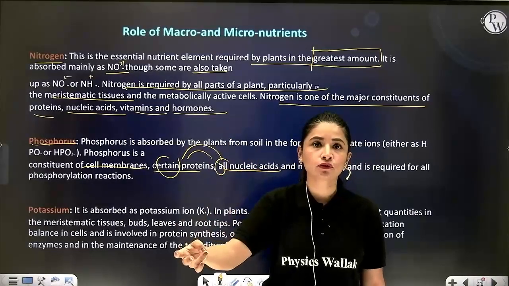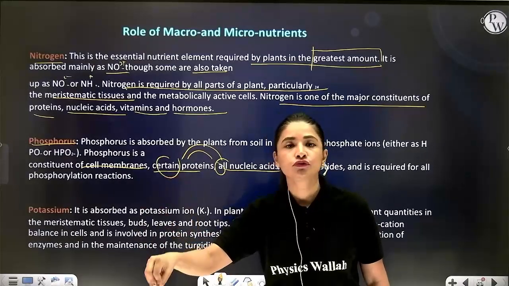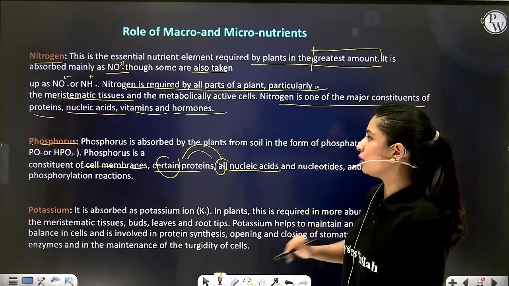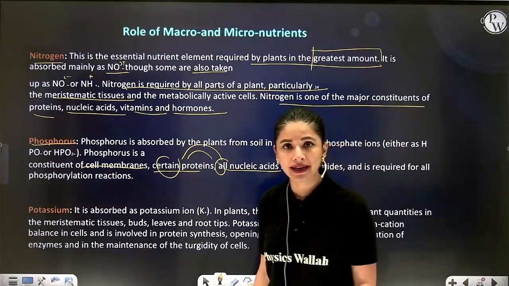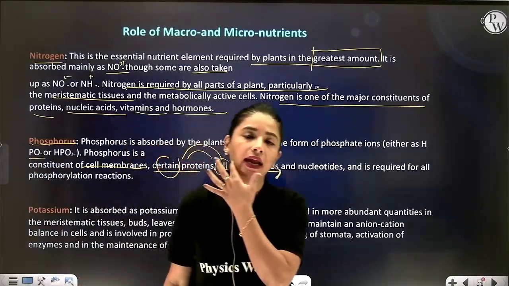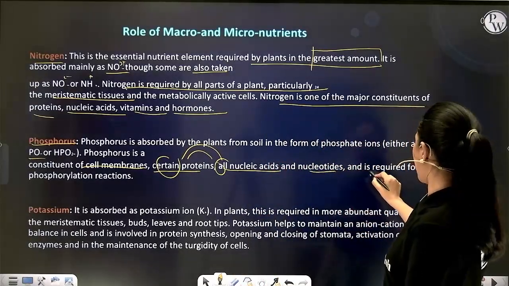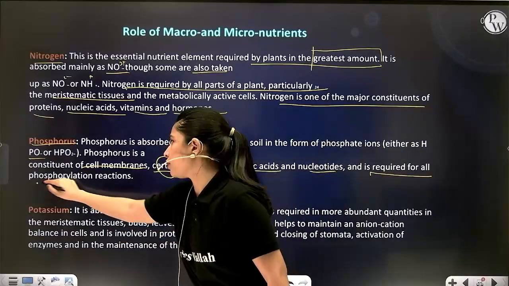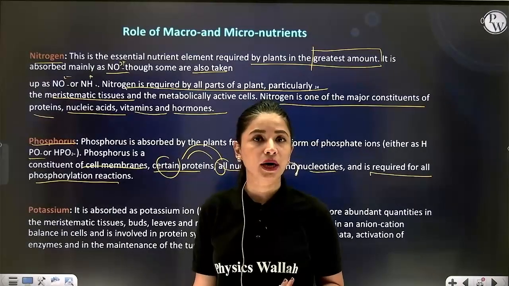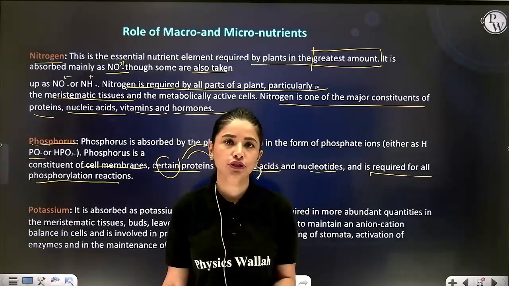So phosphate means phosphorus, and therefore all nucleic acids are made up of phosphorus. Clear? Now, phosphorus is absorbed from the soil majorly in the form of phosphate or hypophosphate. Clear? Moving ahead. Nucleotides, and it is required for all the phosphorylation reactions. You know, phosphorus is one of the energy related compounds. Phosphorus is needed to synthesize ATP during phosphorylation.